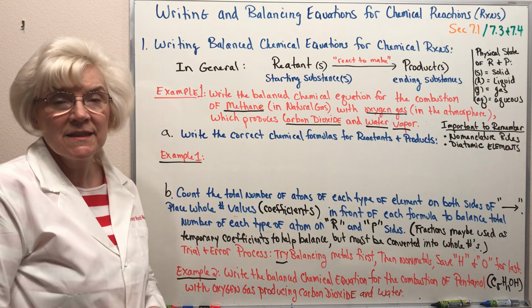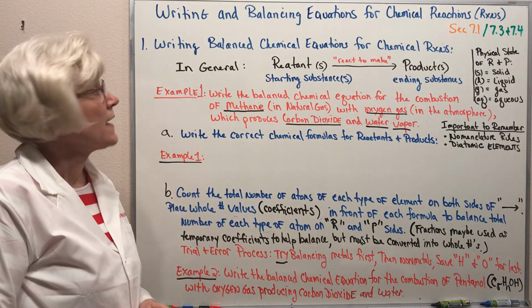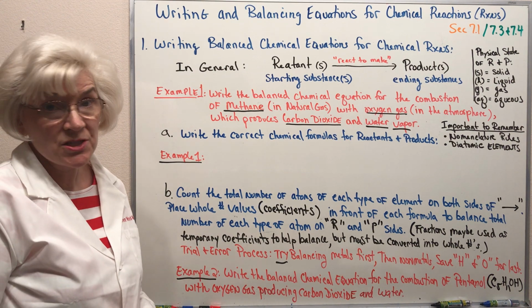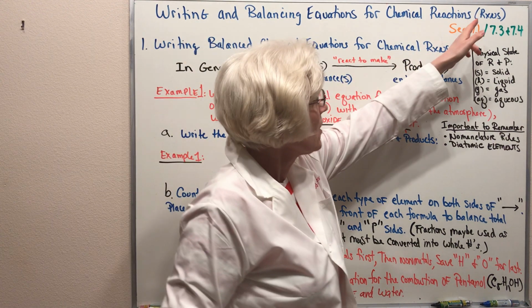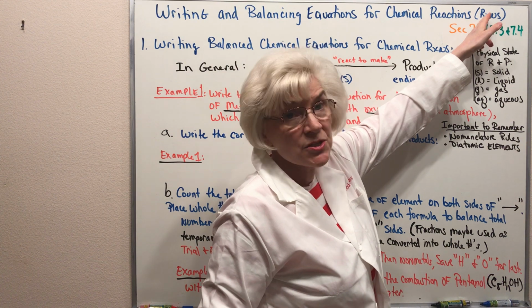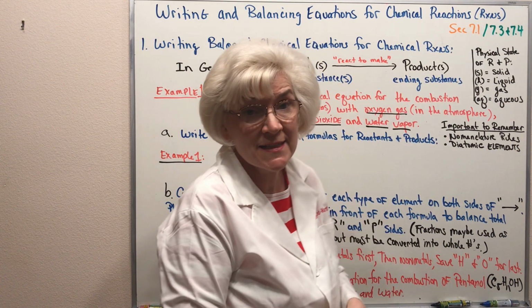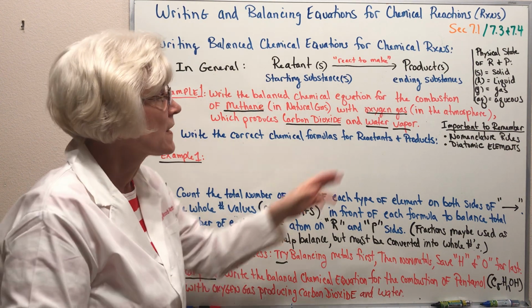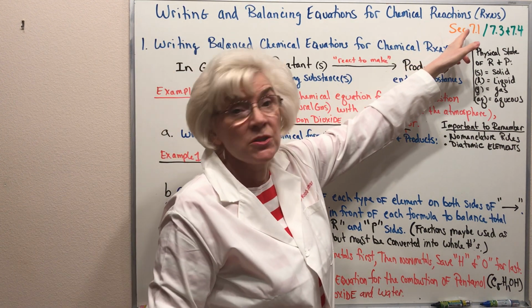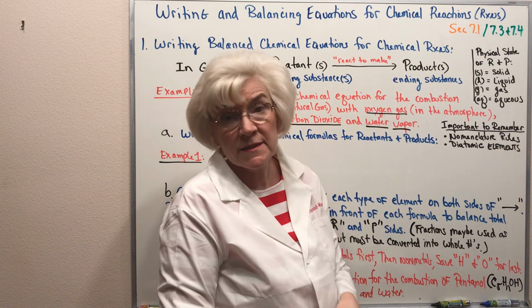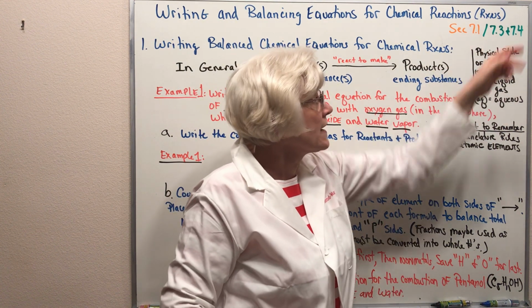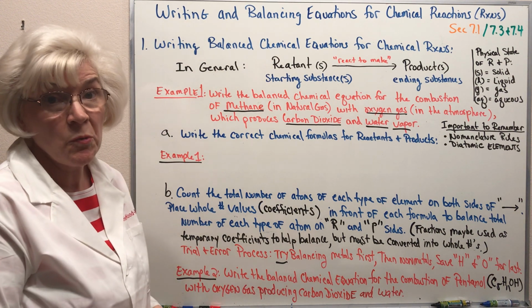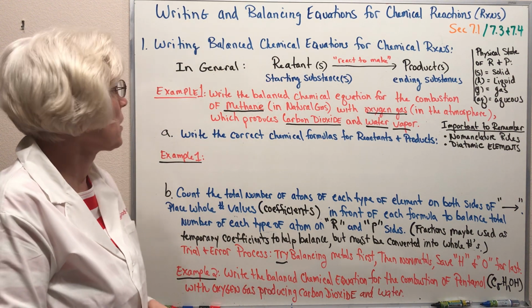We're now going to take a look at how we write and balance chemical equations for chemical reactions. A very commonly used abbreviation for reactions is RXN. You'll be seeing that throughout the rest of this semester. This information is found in the Chem 2A text, Chapter 7, Section 7.1, and in the Chem 22 text, Chapter 7, Section 7.3 and 7.4.